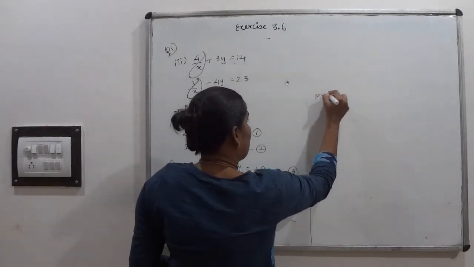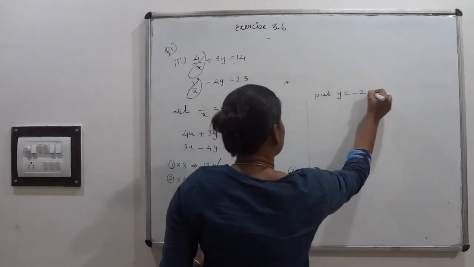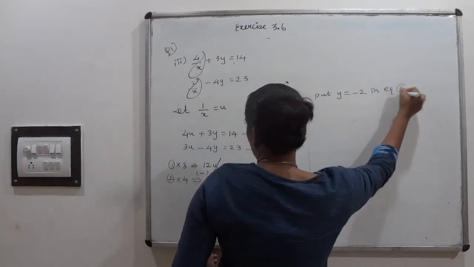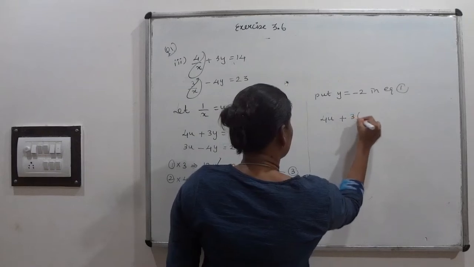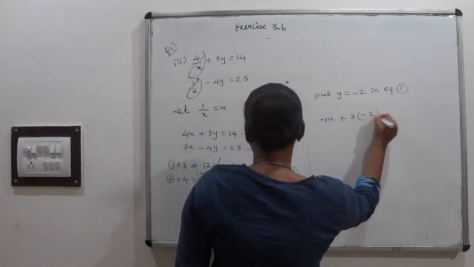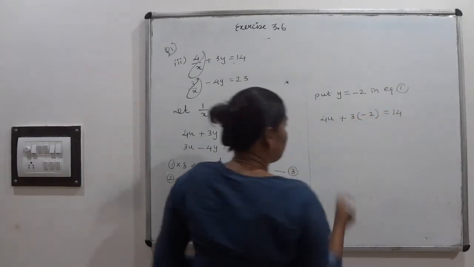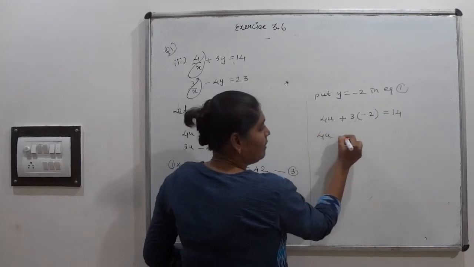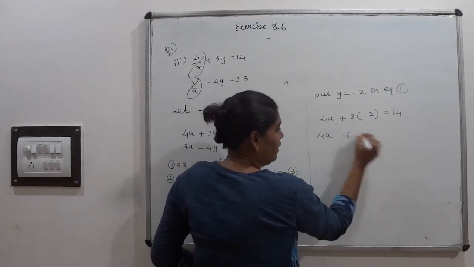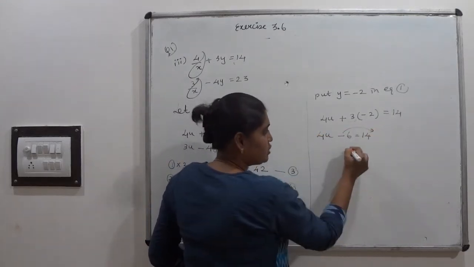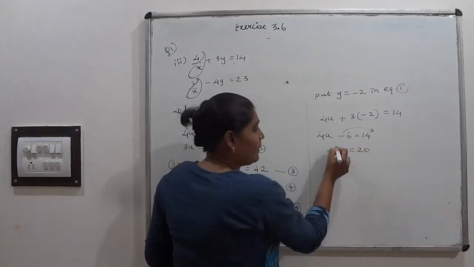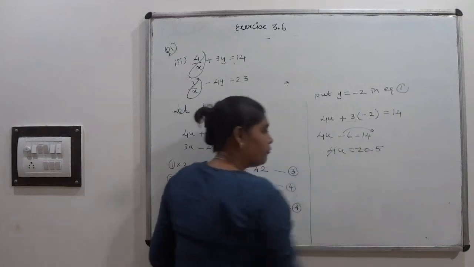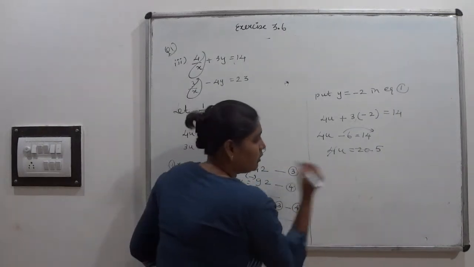Put y equal to minus 2 in equation number 1. So that 4u plus 3 into y value is minus 2, which is equal to 14. 4u minus 6 equal to 14. Minus 6 goes outside, plus 6, so you will get 20 here. 4u equal to 20 and u equal to what came? 5. So u equal to 5.